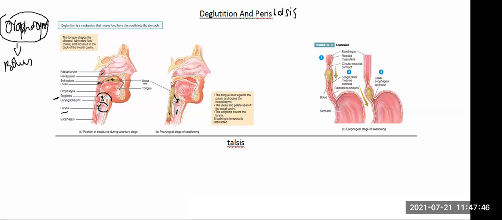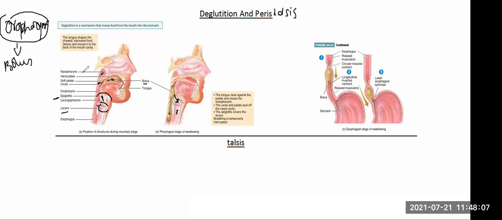But sometimes you might feel that when you drink water, it enters the nasal cavity. So this is how food is prevented from entering the nasopharynx and your respiratory tract. I hope this is clear.